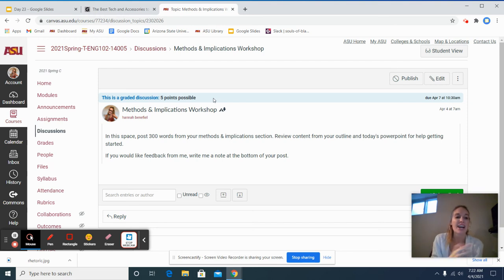So you can check out the outline. You can check out the PowerPoint to remind yourself what the categorical questions are that you're answering. And honestly, 300 words could be only your step-by-step solution. So write in this section and then post it in the discussion board. And this is worth a couple points.